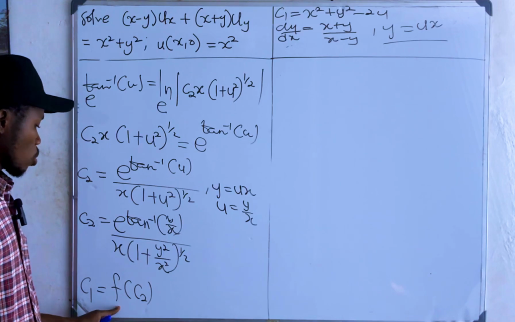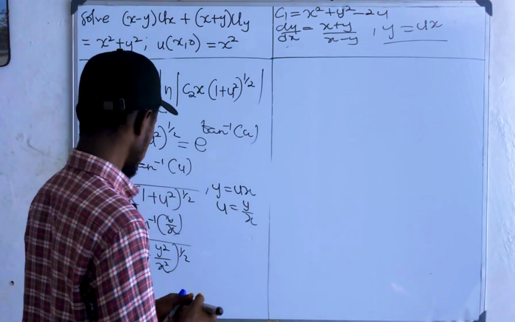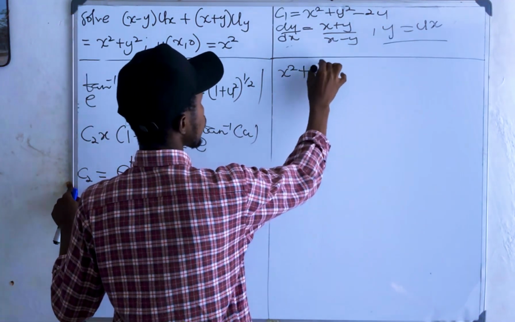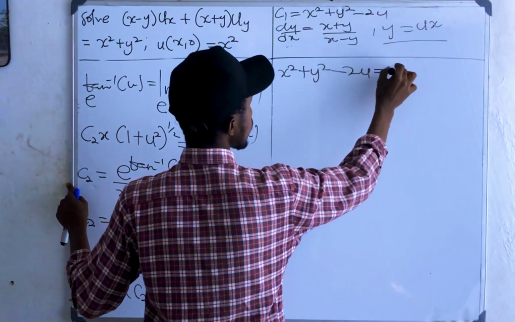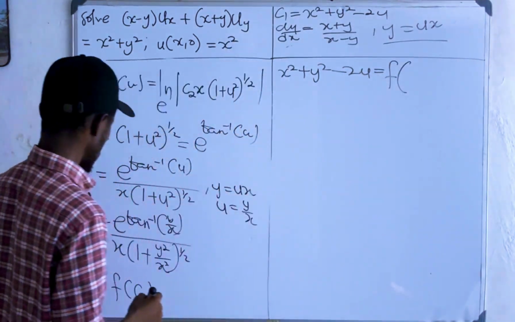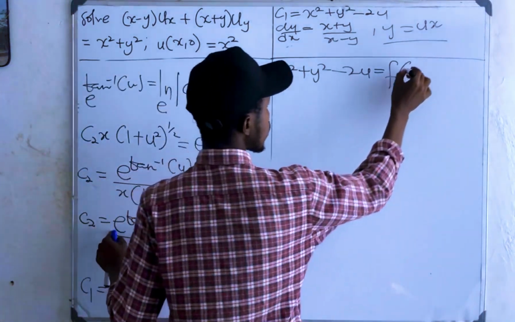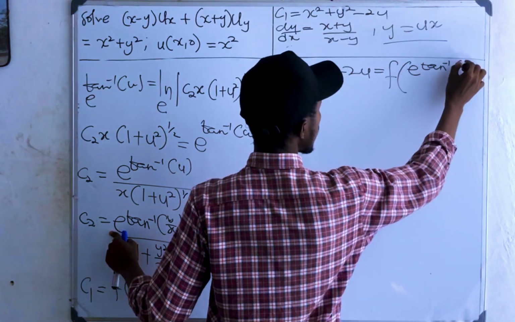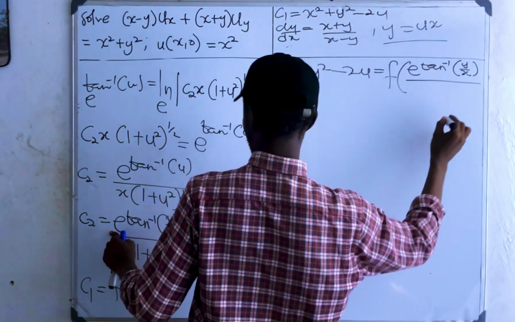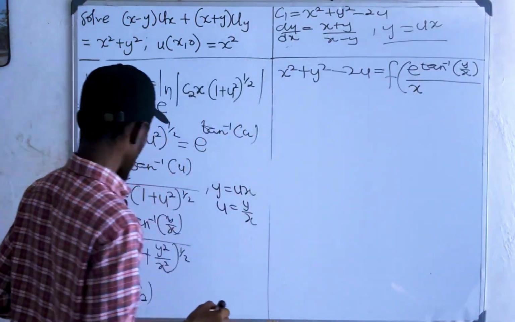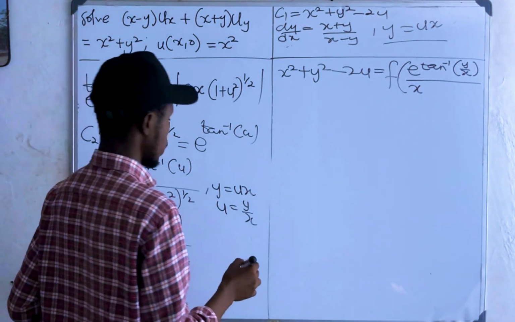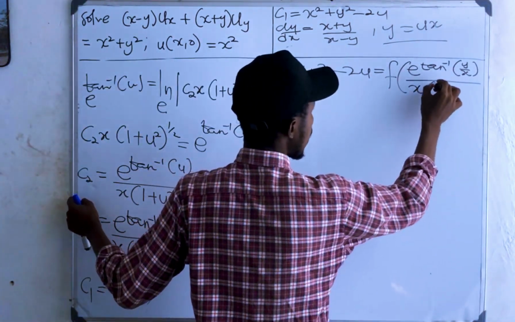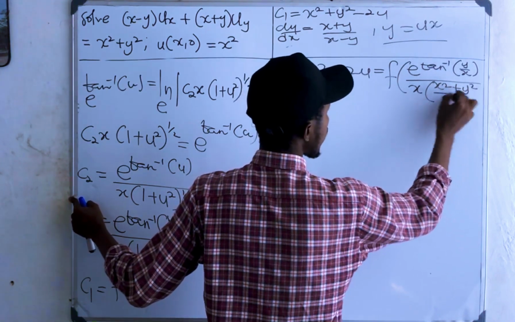So c1 is equal to a function of c2. It means that my c1, which is x squared plus y squared minus 2u, is equal to f of c2, which is e to the power tan inverse of y over x, all divided by x. Here, if you find out, it will be x squared plus y squared over x squared.